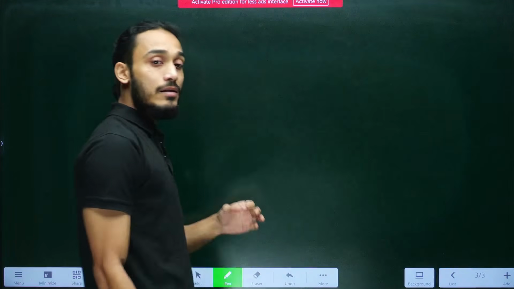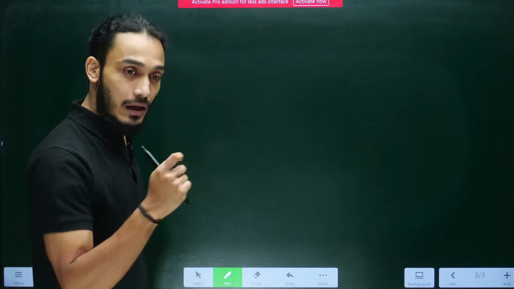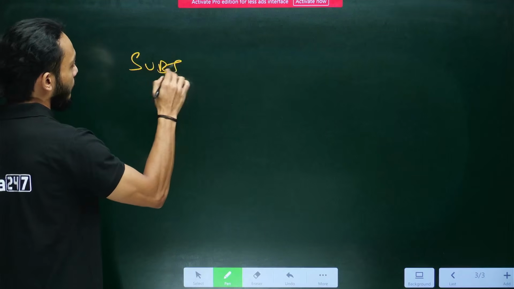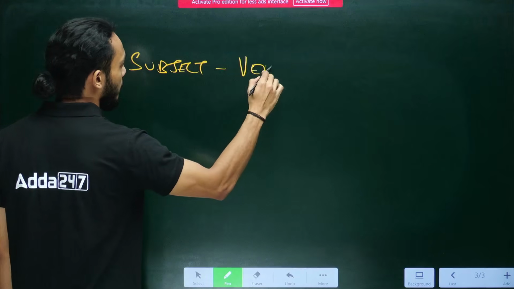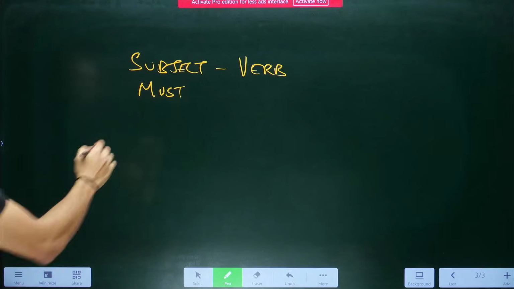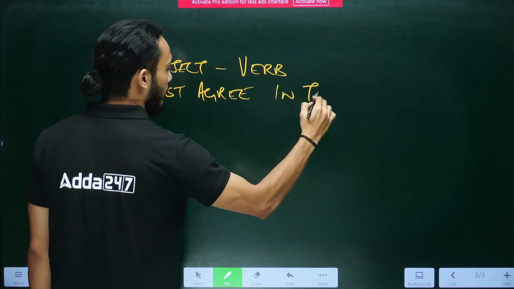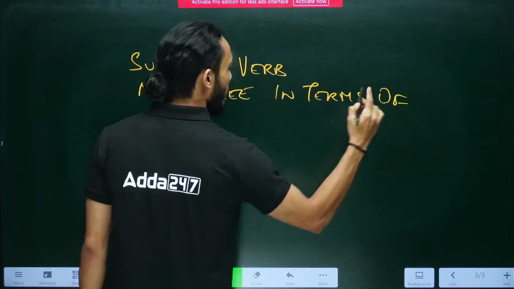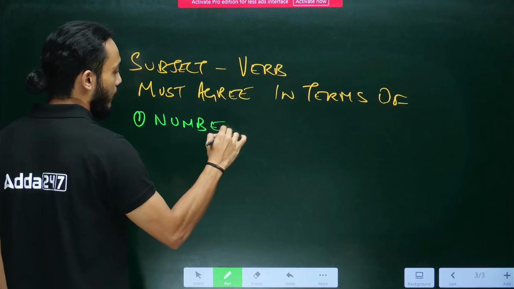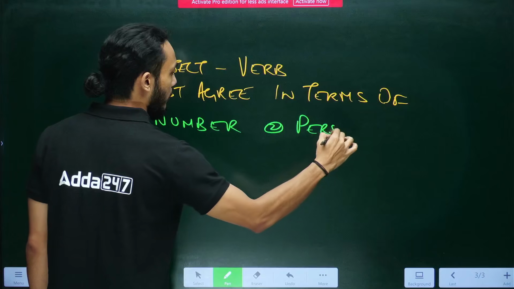When we say subject and verb in a sentence must agree, what we are trying to say is that a subject and verb in a sentence must agree in terms of two things. Subject and verb must agree in terms of two things. What are these two things? Number one, they have to agree in terms of number, and number two, they have to agree in terms of person. All right? These two things.